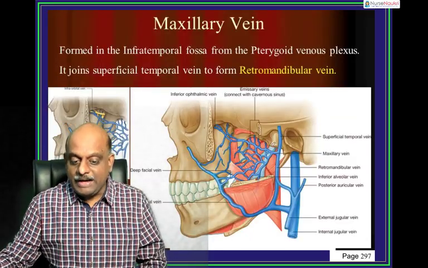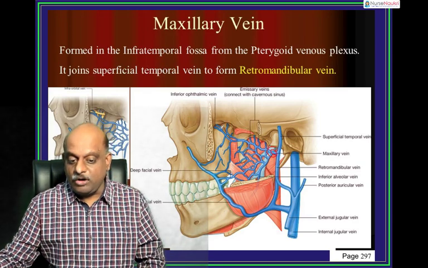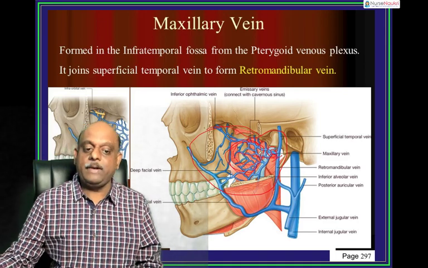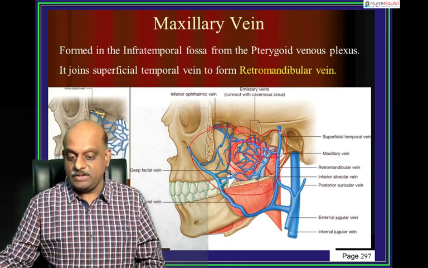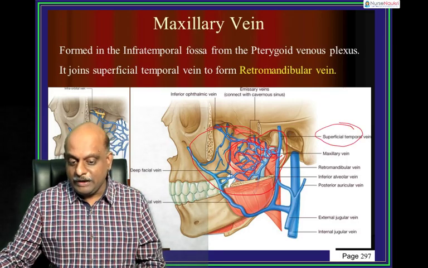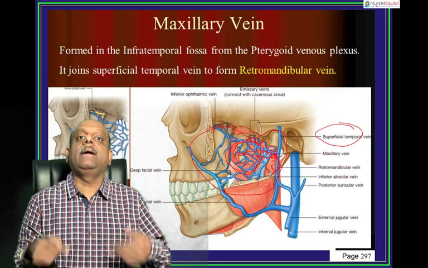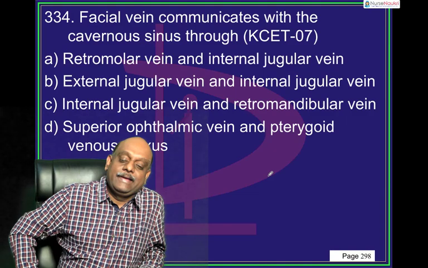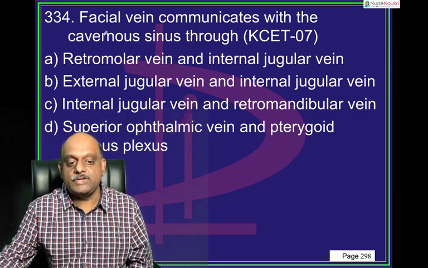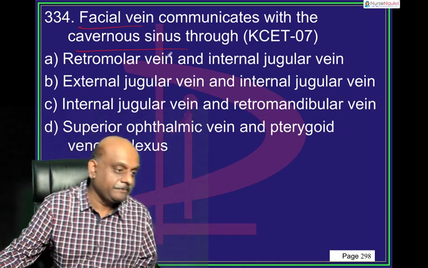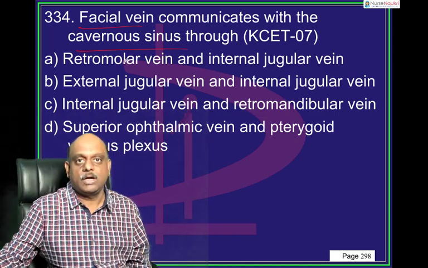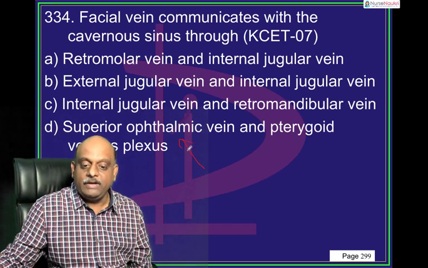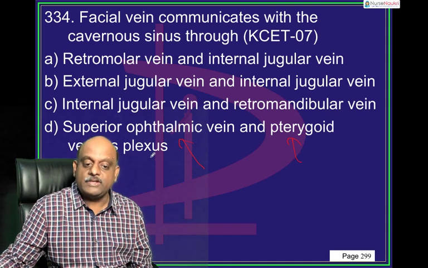So if you look at the maxillary vein, basically it is formed in the infratemporal fossa. It is formed by the drainage from the pterygoid plexus, and it typically drains along with the superficial temporal vein. It will be draining into the retromandibular vein is what you have to remember. Now doctor, facial vein communicates to the cavernous sinus. How does it do? How does it communicate? Superior ophthalmic vein and the pterygoid venous plexus.